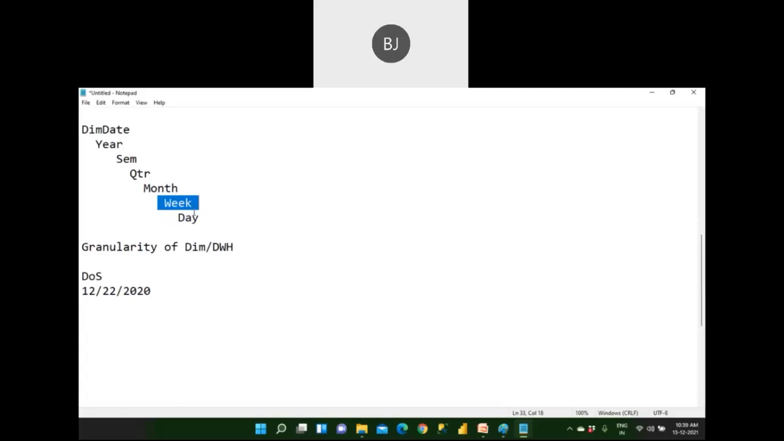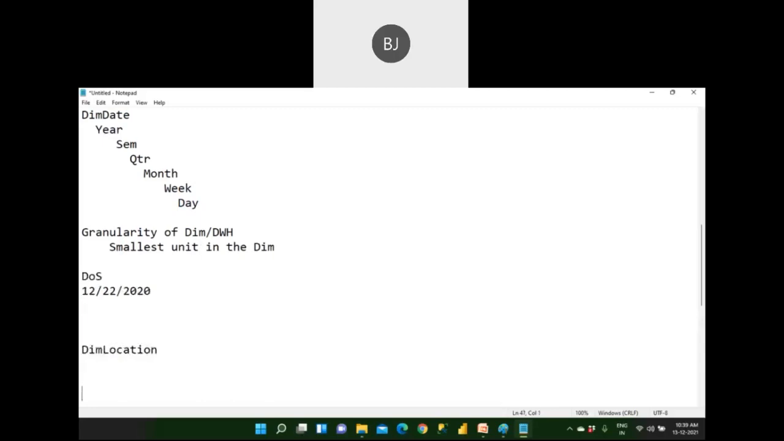The smallest unit in the hierarchy, this is what is called hierarchy. Dimension tables will have a hierarchy. The smallest unit is called the granularity. So the granularity of the data warehouse means the smallest unit. Understood? Smallest unit in the dimension. What is the dimension here? The date. What is the smallest unit? Day level data.